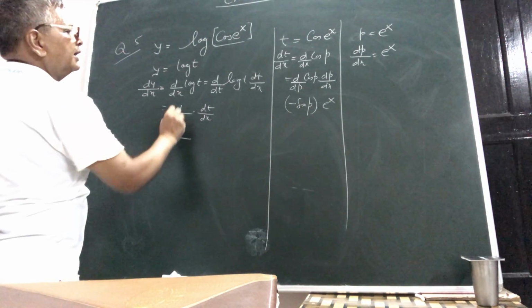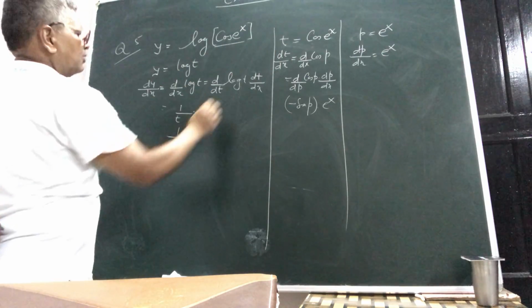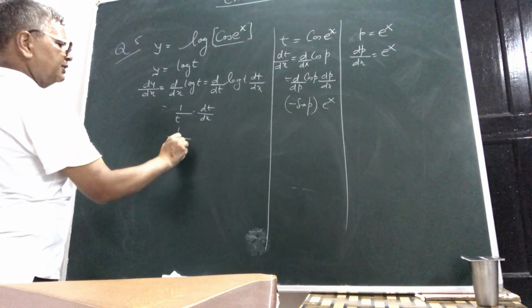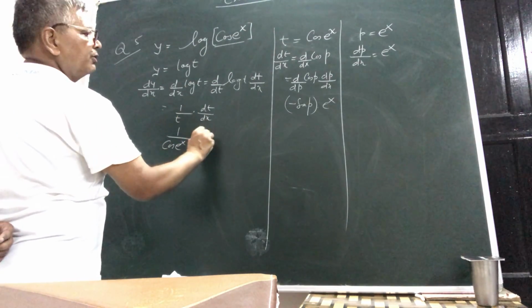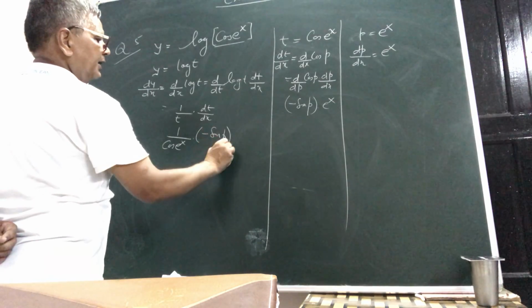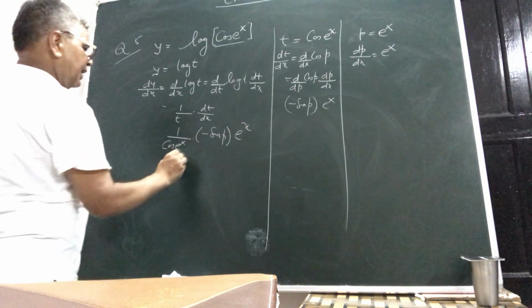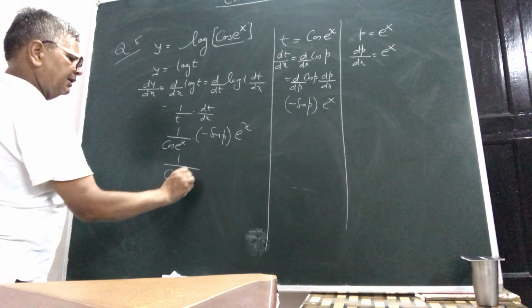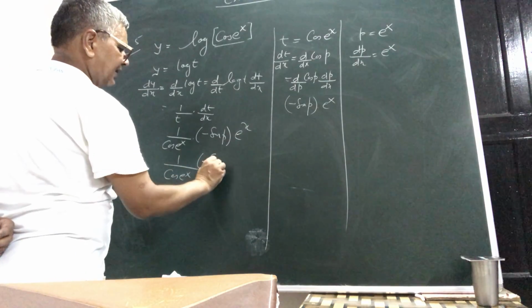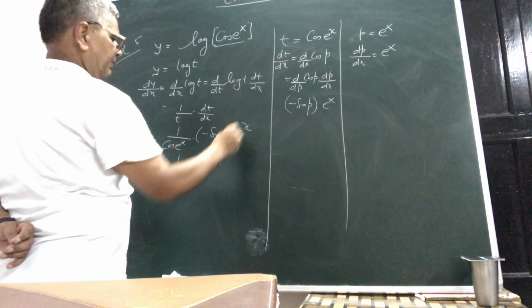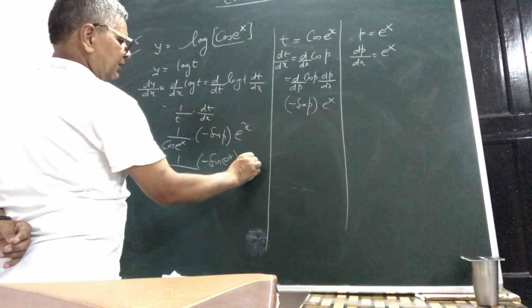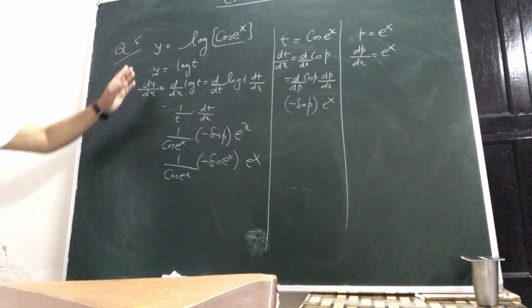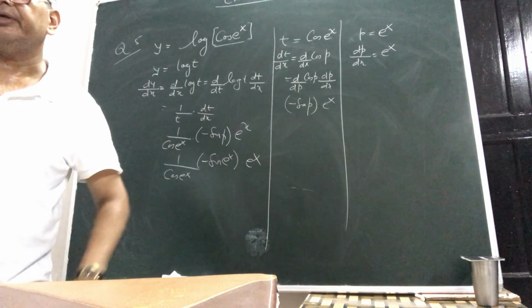So 1 upon t. t is what? cos e raised to power x. So you put cos e raised to power x, and in place of dt what you will put? Minus sin p into e raised to power x, and then put the value of p. It is minus sin of e to power x into e to power x. So this will be the way out. This is how you would be doing.